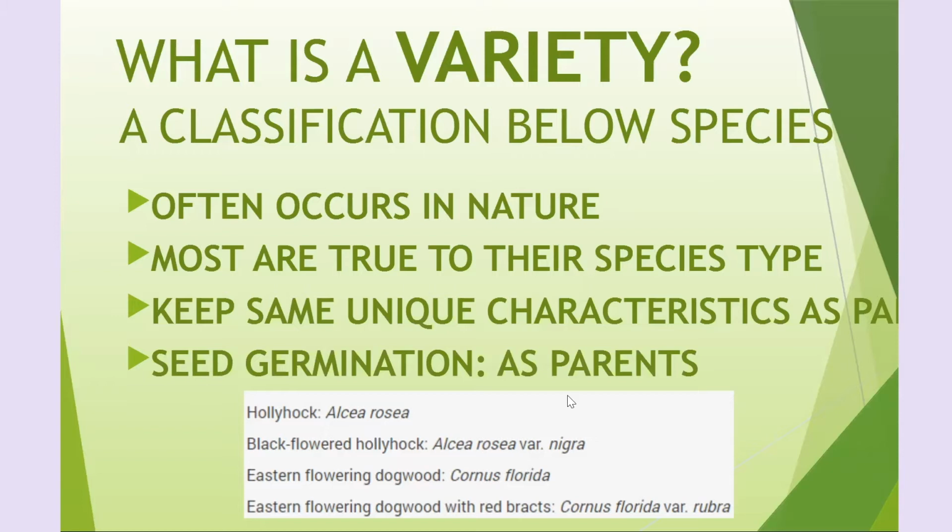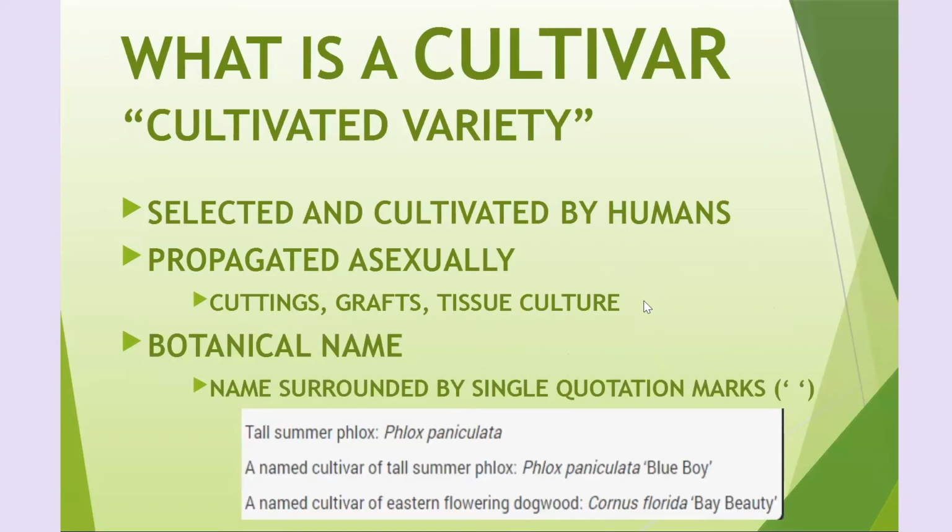If it's a variety, there's a little difference in that plant, then it's var. dot, whatever you call it. This one has red bracts, so it's rubra for red. The other thing is a cultivar, the most common thing in the nurseries, a cultivated variety, and it is propagated asexually by cuttings, grafts, meristem tissue culture, etc. And the name of the variety is always in single quotation marks. So here we would have Phlox paniculata, genus, species, single quotation marks, capital letters, 'Blue Boy'.